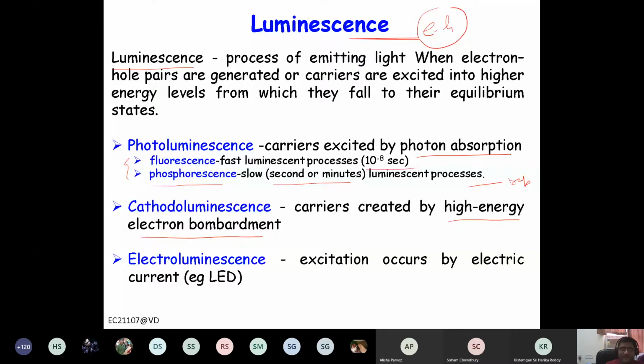But if you see the traditional bulb, that is called incandescence radiation. That is a basically different mechanism. There we actually heat the filament in the bulb. If you recall the bulb, there's a filament which is heated, and that heated filament will give out the radiation. So it is different from luminescence.